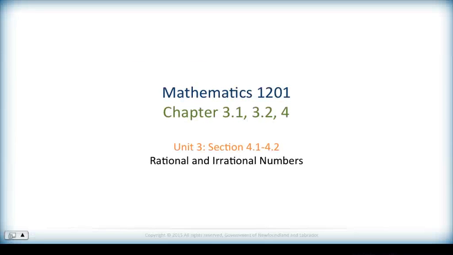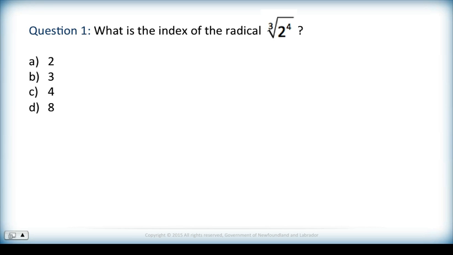In this lesson, we will look at questions that come from Unit 3, Sections 4.1 to 4.2, Rational and Irrational Numbers. Question 1. What is the index of the radical? Keeping in mind the parts of the radical that we studied in our lesson.